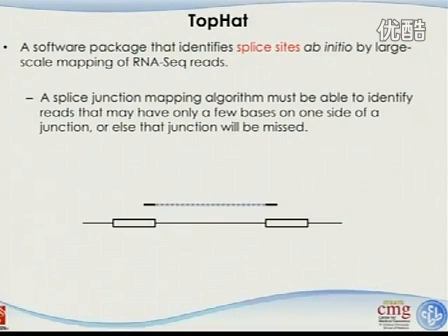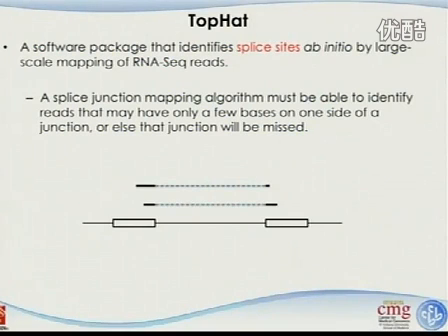Okay, so a splice junction mapping algorithm must be able to identify reads that may have only a few bases on one side of the junction, or else that junction will be missed. So for example, you have this exon 1, exon 2, and this one read covers here. If your read is long enough, say 120 base pairs, you are probably in good shape. You just break the read from the middle and align the halves separately, and you can join them together, right?